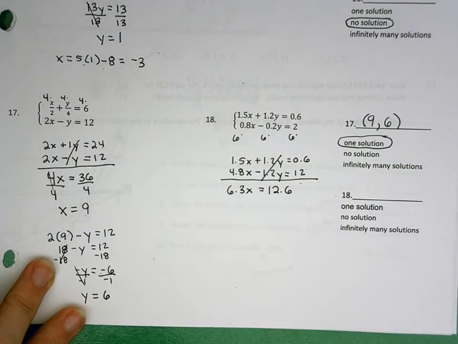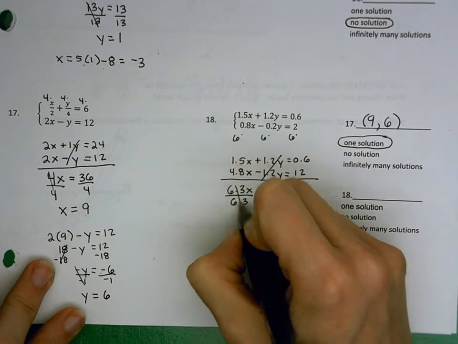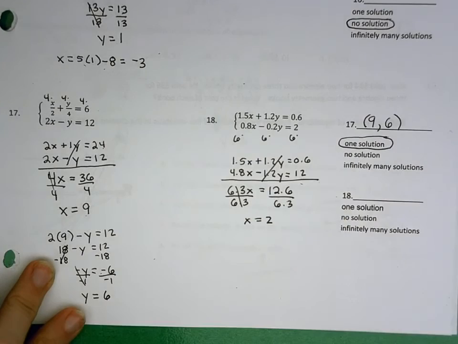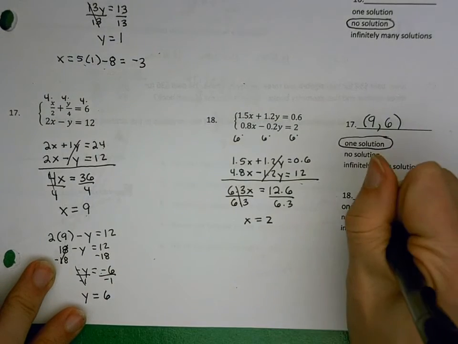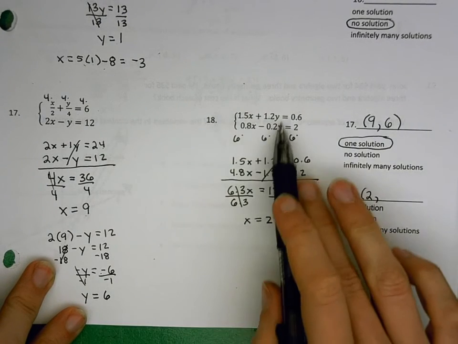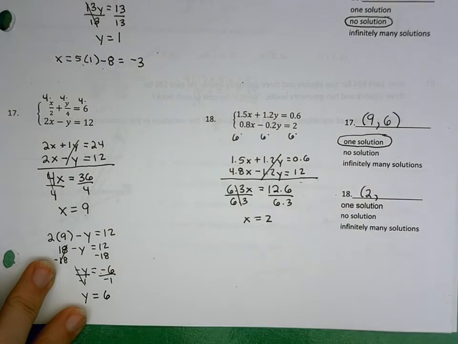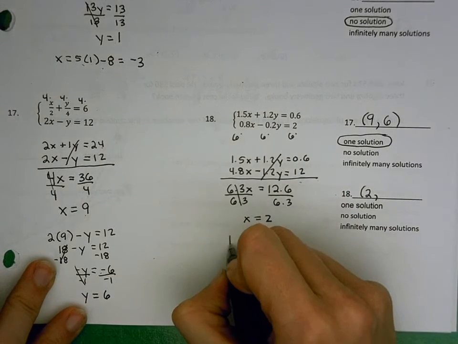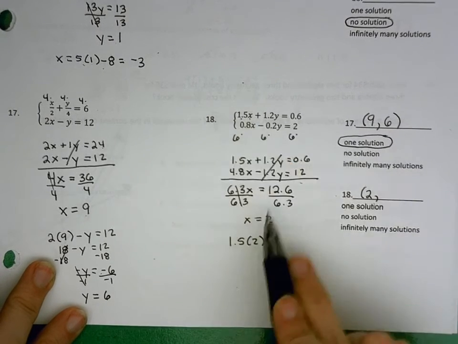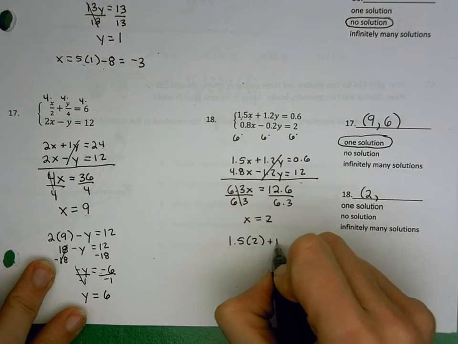Okay, so now we're going to go ahead and divide by that 6.3. We get x equals 2. Okay, now that's only one part of my answer here. x equals 2. I need to plug it back in to solve for y. You can plug it into either equation. I'm going to go ahead and plug it into this top one because it doesn't have any negatives. It really doesn't matter what you choose to plug it into. So we have 1.5 times x. x is 2, so 1.5 times 2 plus 1.2y equals 0.6.